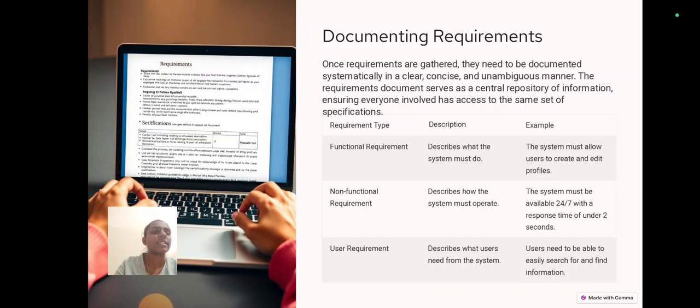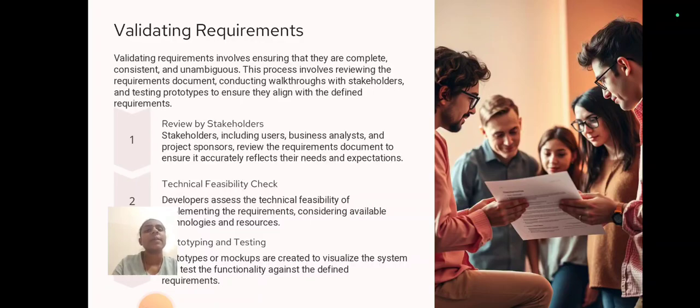Description and examples. In the functional requirement, for example, the system must allow the users to create and edit profiles. A non-functional requirement example is the system must be available 24 by 7 with a response time of under 2 seconds. And for a user requirement, for example, users need to be able to easily search for and find the information.